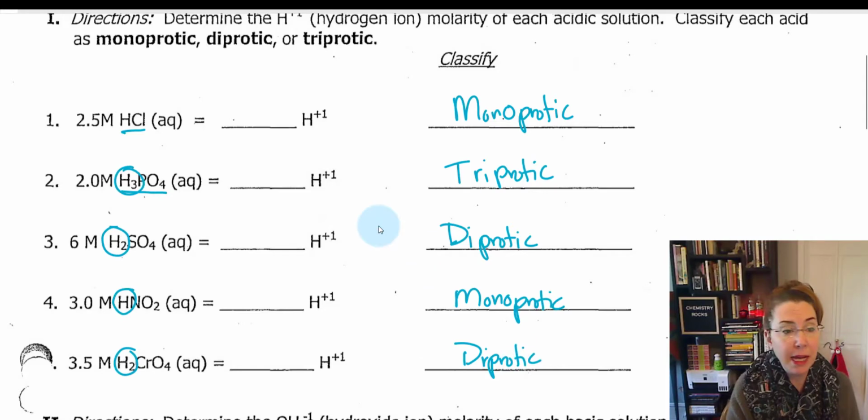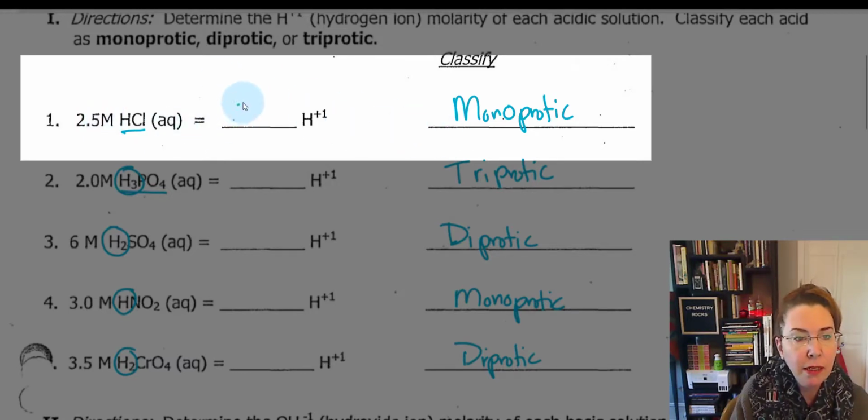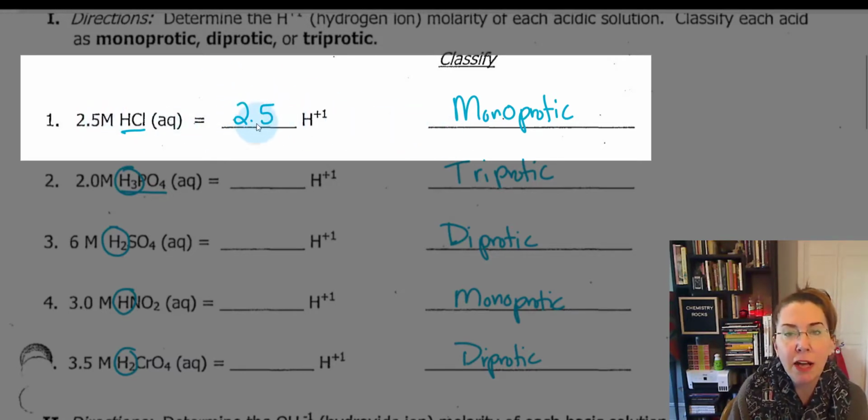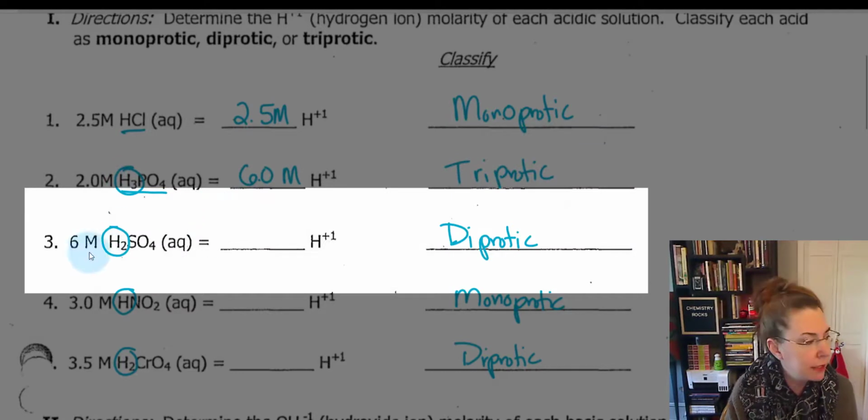Okay, now let's go back to our molarities. So here we're starting off at a 2.5 molar solution. It's monoprotic, so it's only going to release 2.5 moles of hydrogen ions. Our next one is triprotic. That's our phosphoric acid. It has 2 molar acid, but it's 3 hydrogens being released. So we have to multiply our concentration by 3, and that would give us an effective concentration of 6 molar.